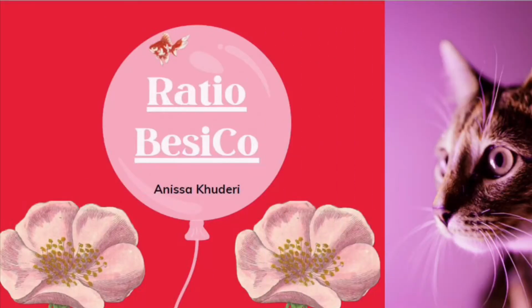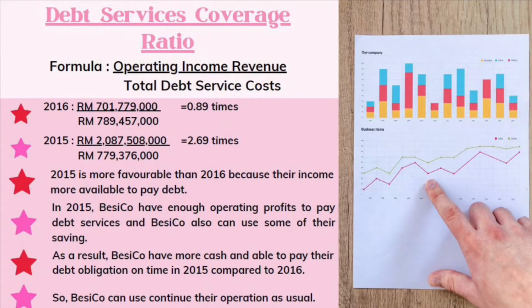So I will explain the ratios of Besico. First, debt service coverage ratio. The formula is operating income revenue divided by total debt service cost. For 2016, I got 0.89 times for Besico, and for 2015 I got 2.69 times. 2015 is more favorable than 2016 because their income is more available to pay debt.